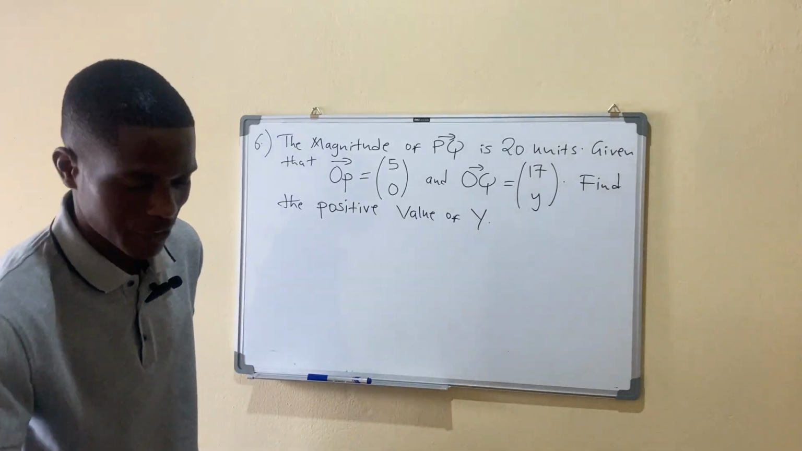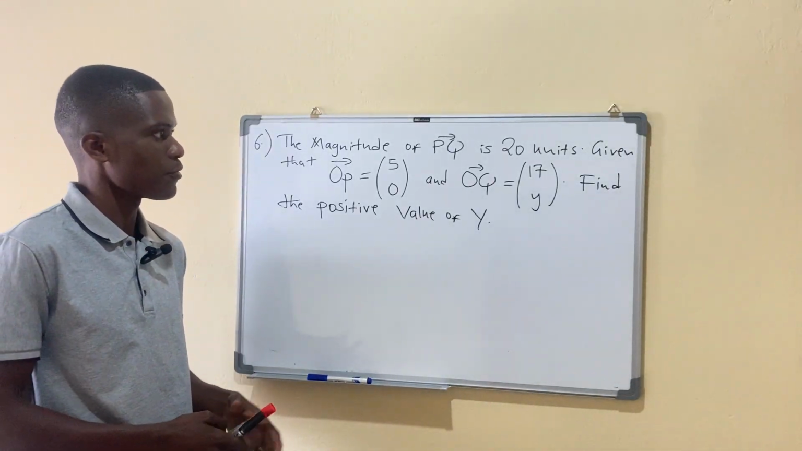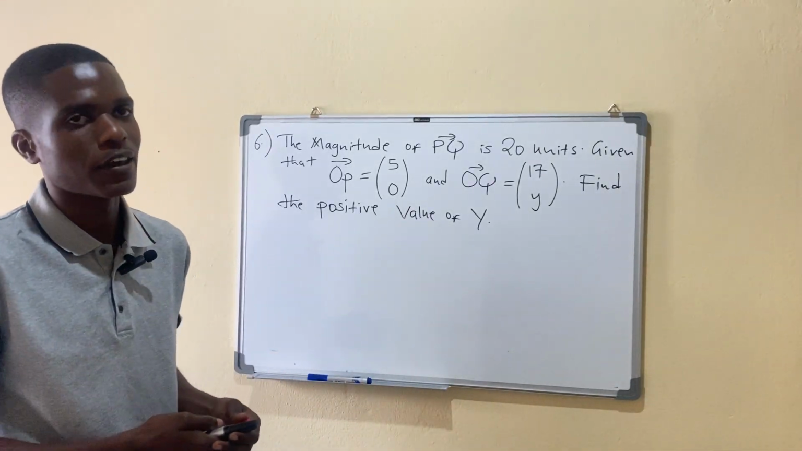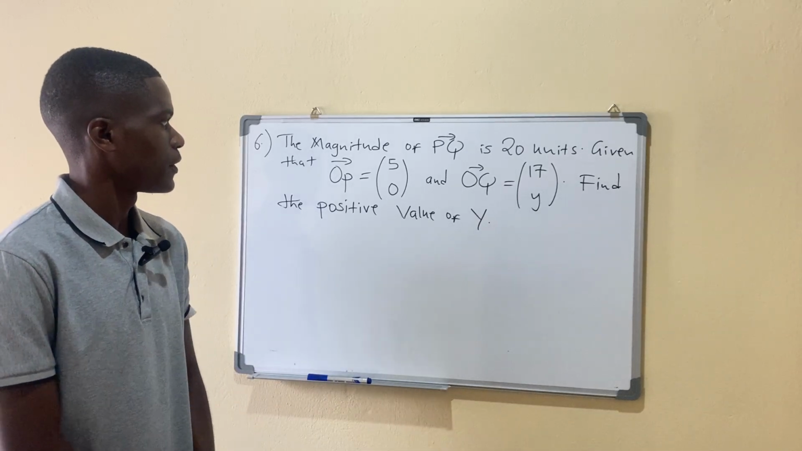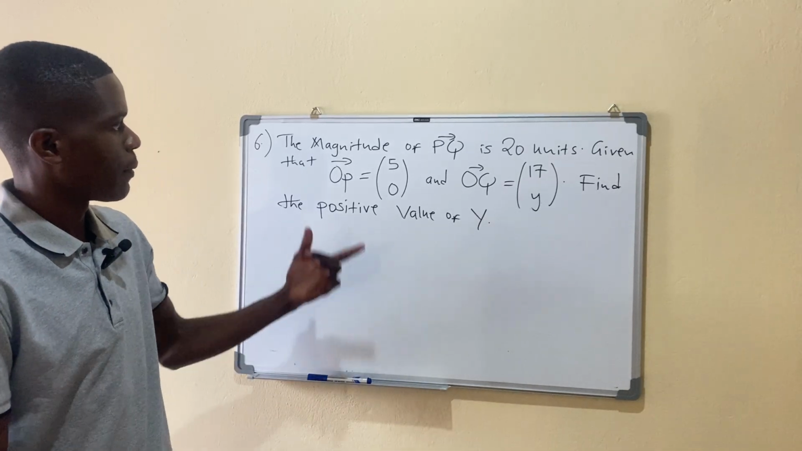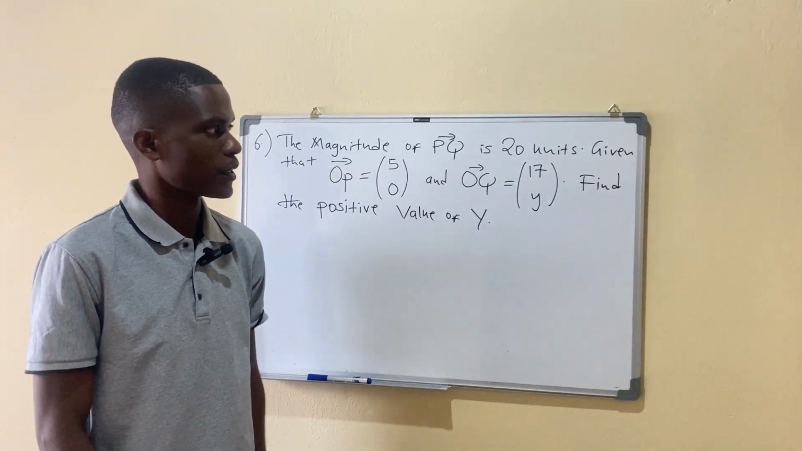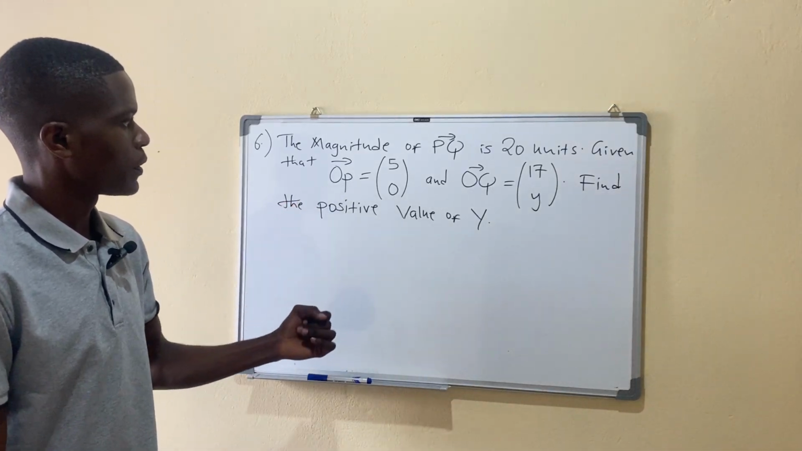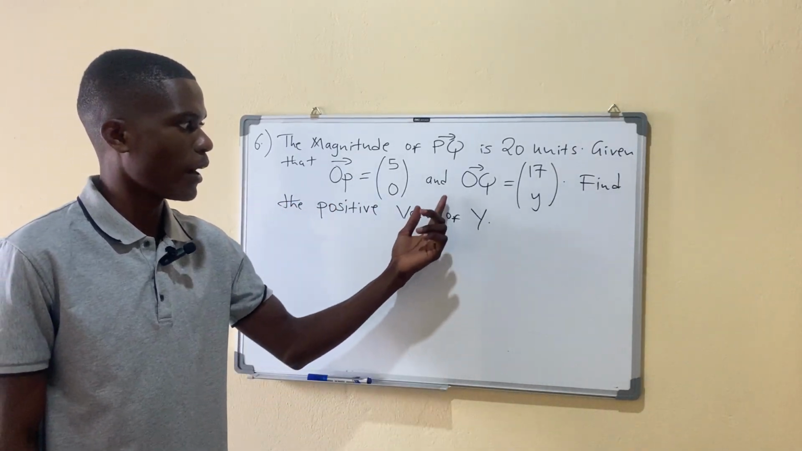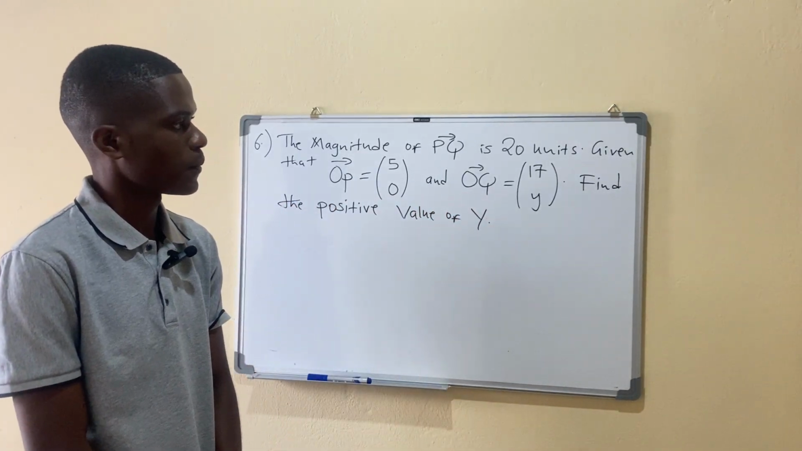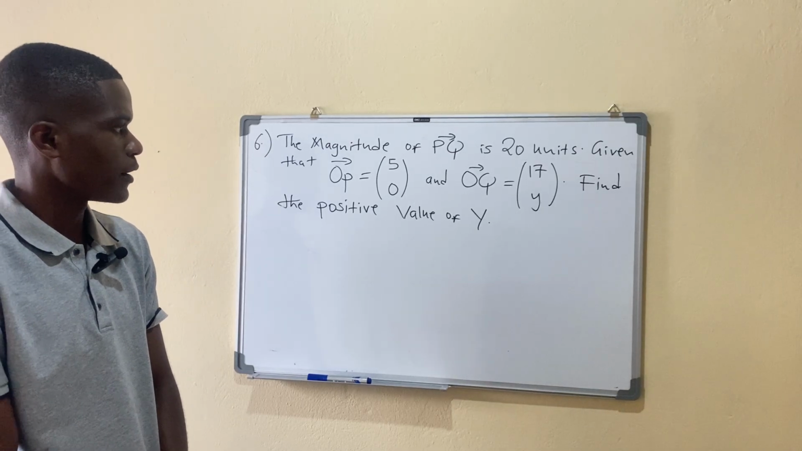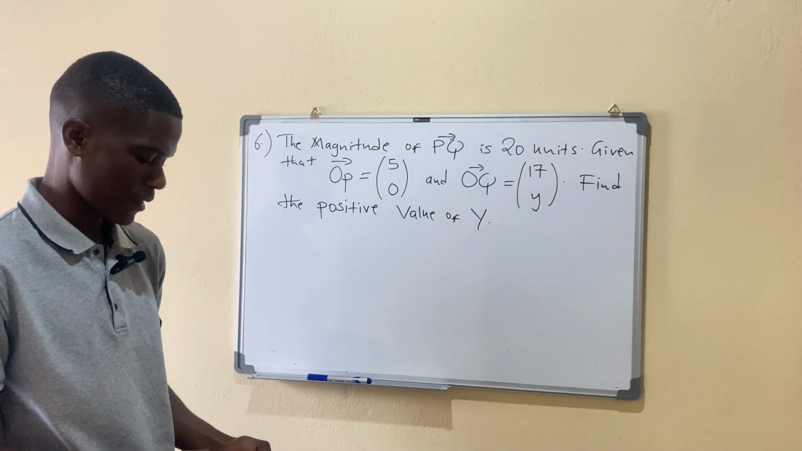Hi everybody, I'm going to show you how we're going to answer this vectors question in very few simple steps. Okay, so the magnitude of PQ is 20 units. Given that OP is (5, 0) and OQ is (17, y), find the positive value of y.